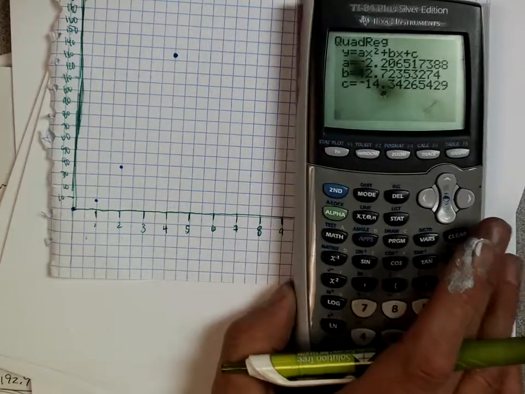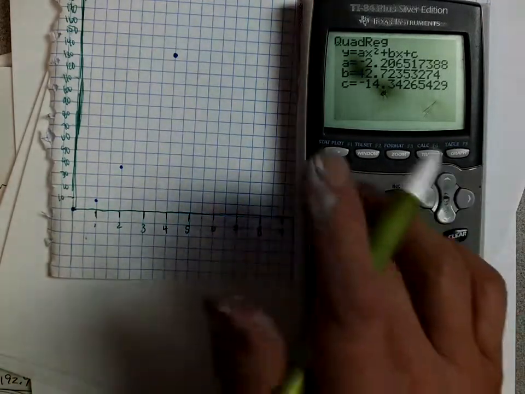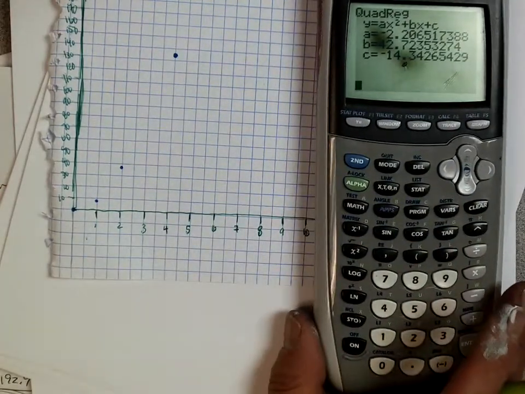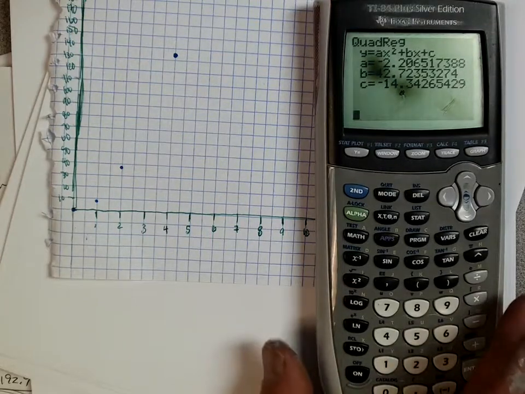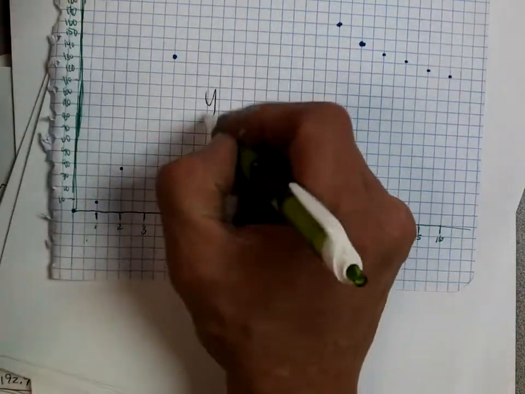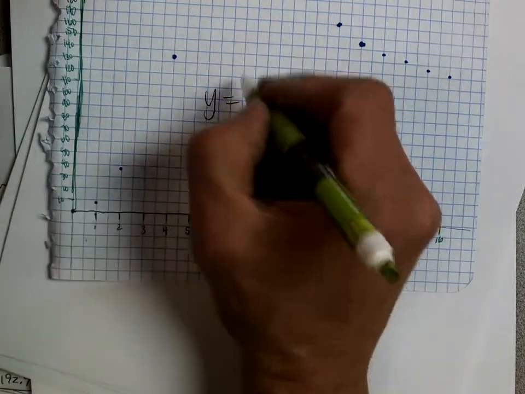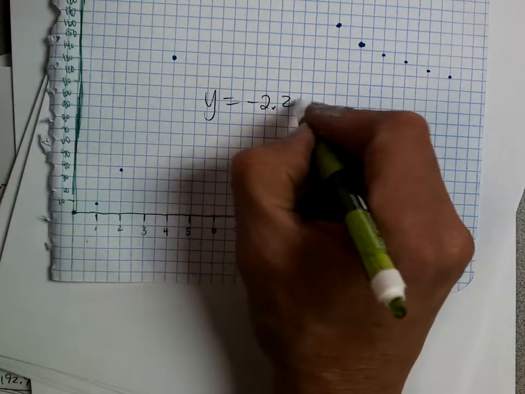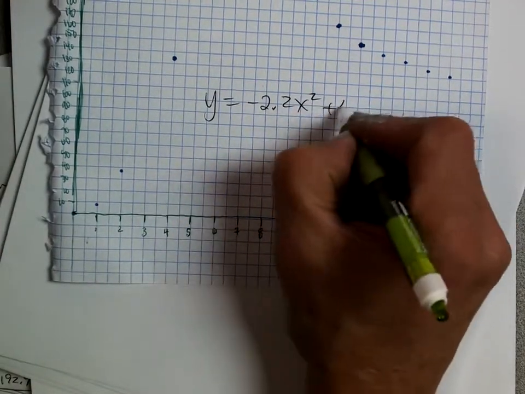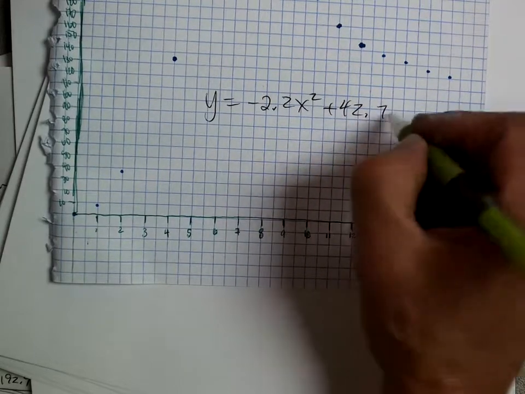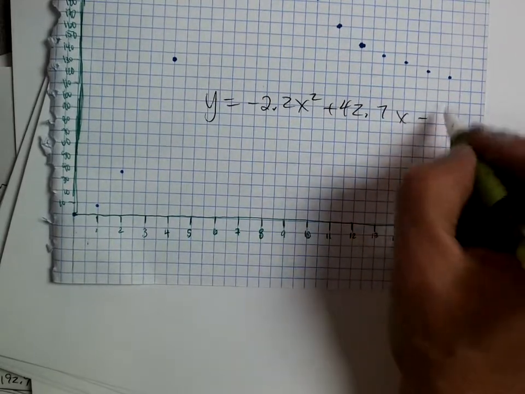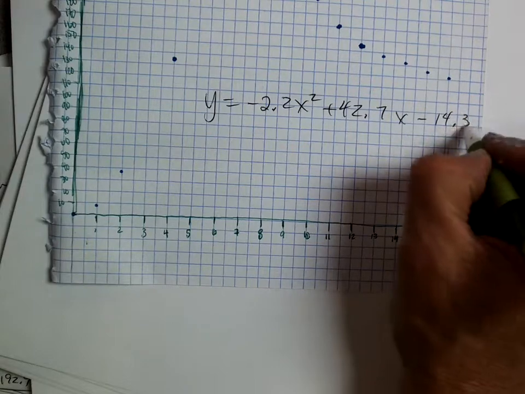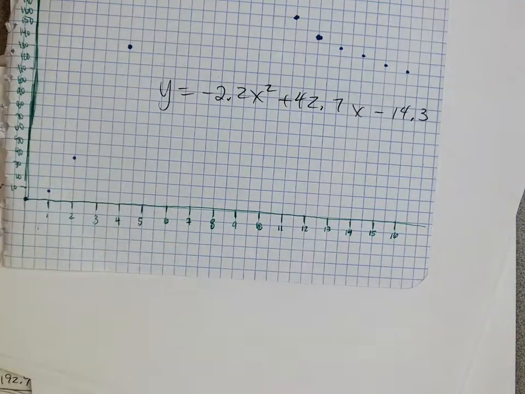So did you guys get this answer? No. That's a 42, but it's hard to see the 42. Yes, I did. So our quadratic should be y equals negative 2.2x squared plus 42.7x minus 14.3, okay?